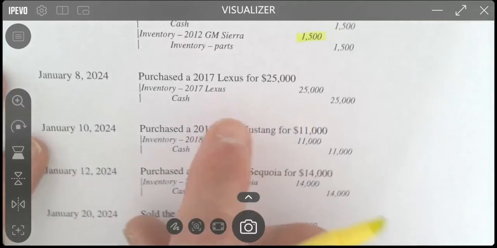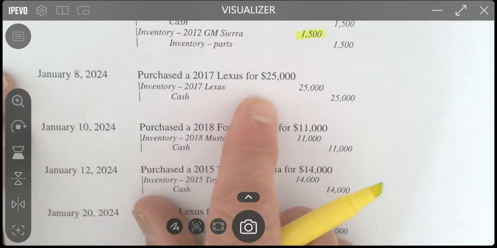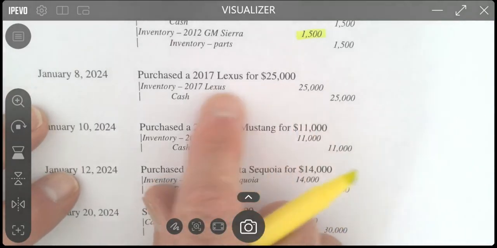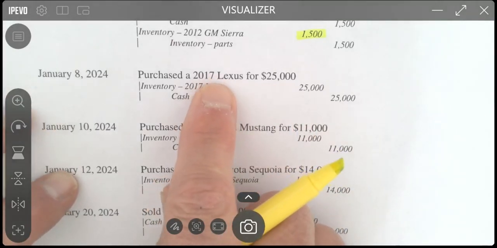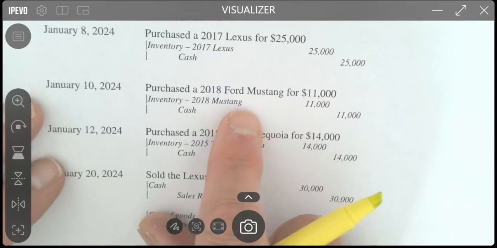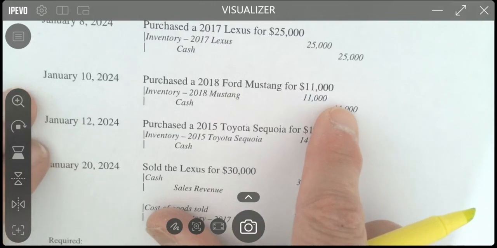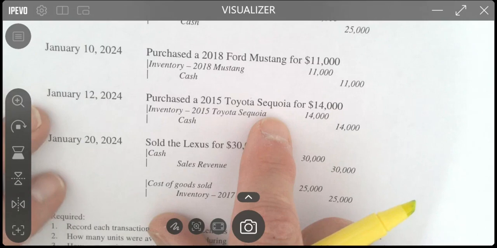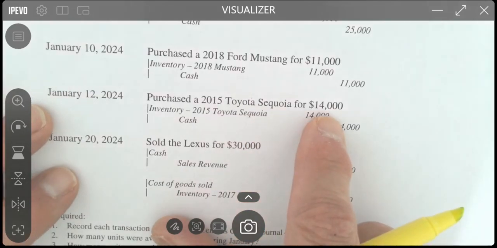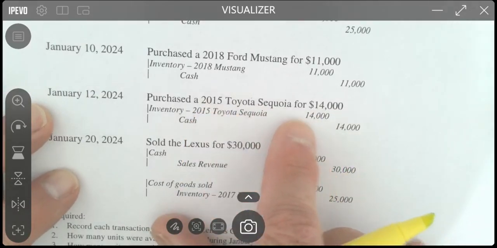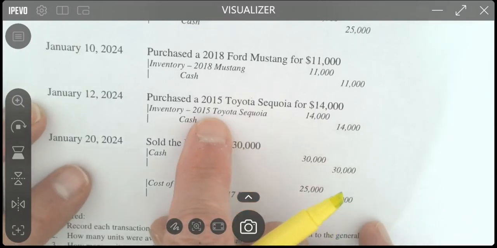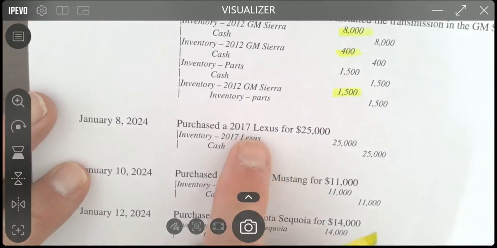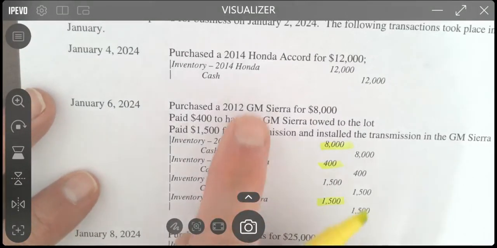2 days later, we purchased a Lexus for $25,000 that is ready for resale. We just think we can sell it for more than $25,000. Specifically, it was a 2017 Lexus. 2 days later, we purchased a Ford Mustang for $11,000. 2 days later, we purchased a Toyota Sequoia for $14,000. That's a 2015 Sequoia for $14,000. And all of that is going into the inventory account with the specific identification of the car that the account represents.